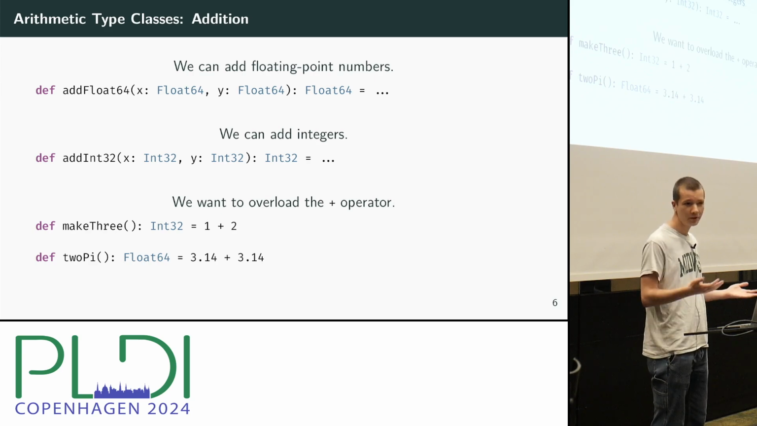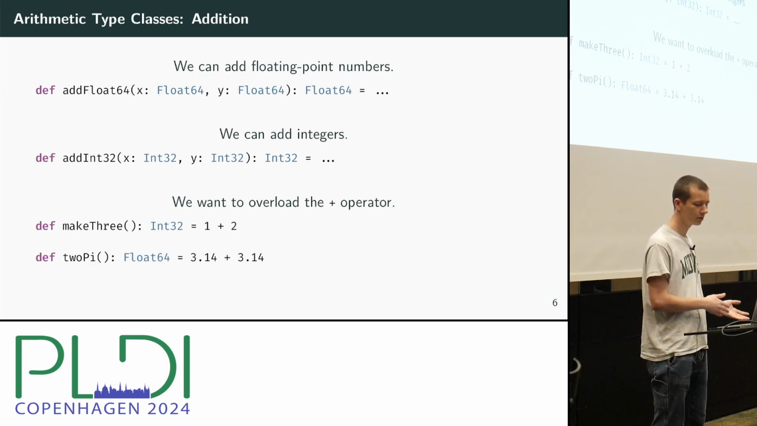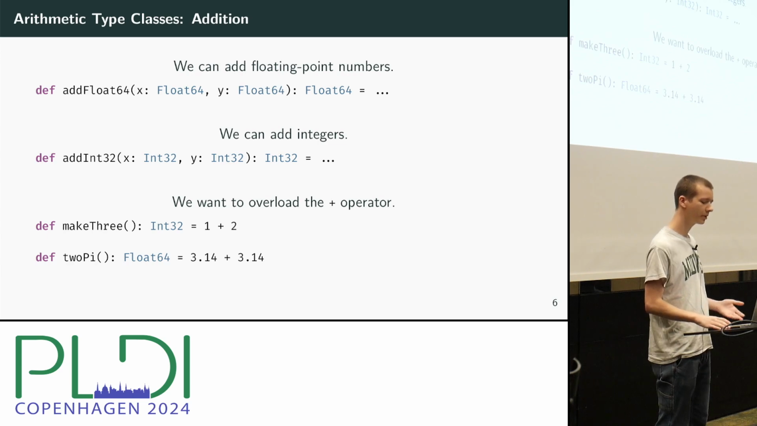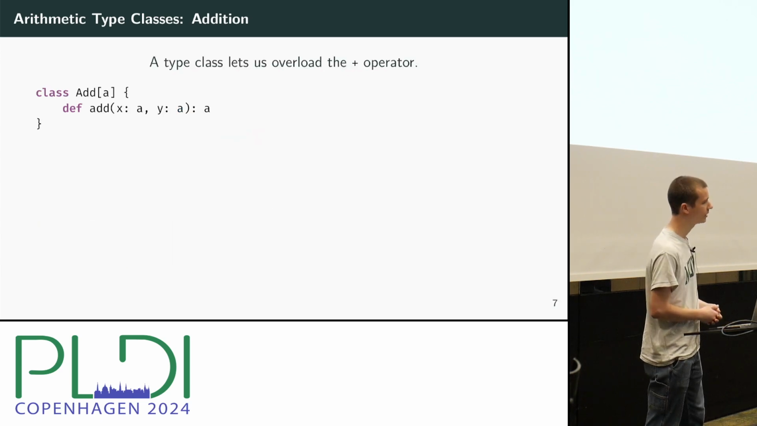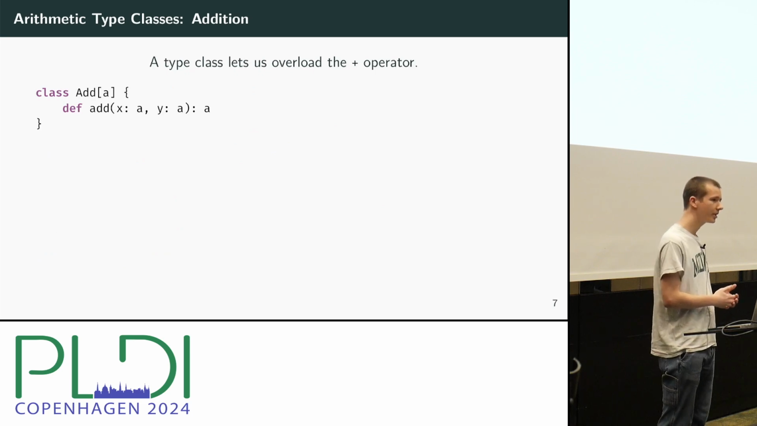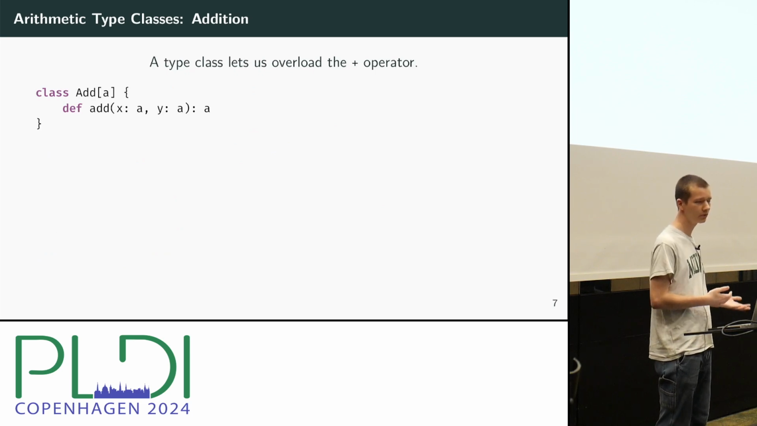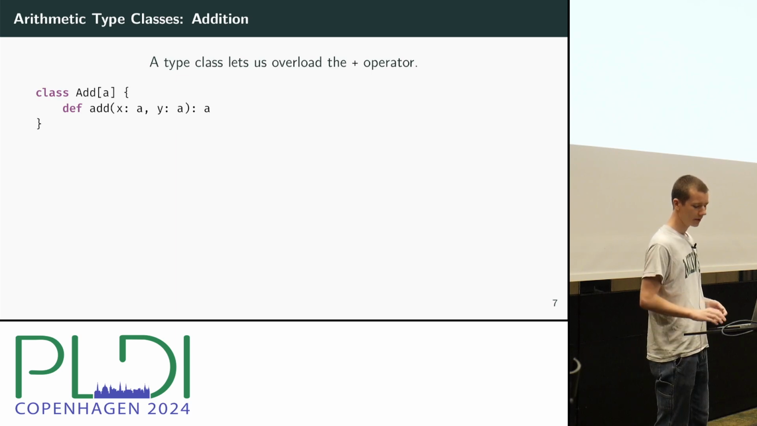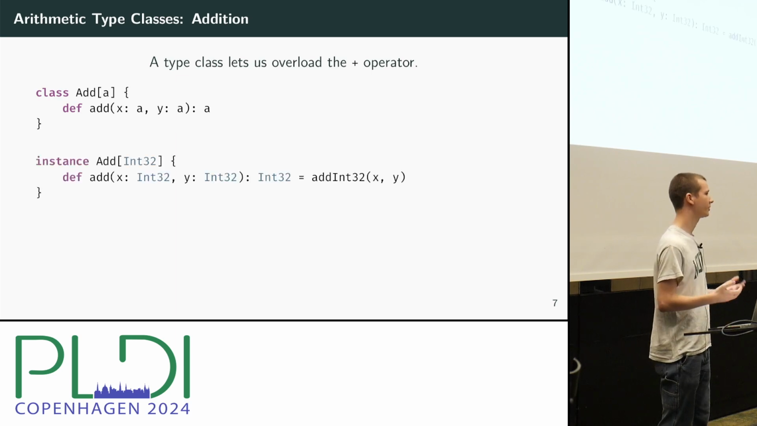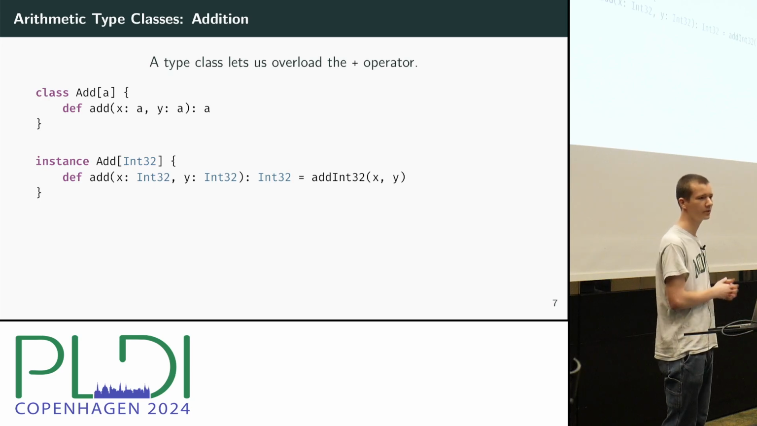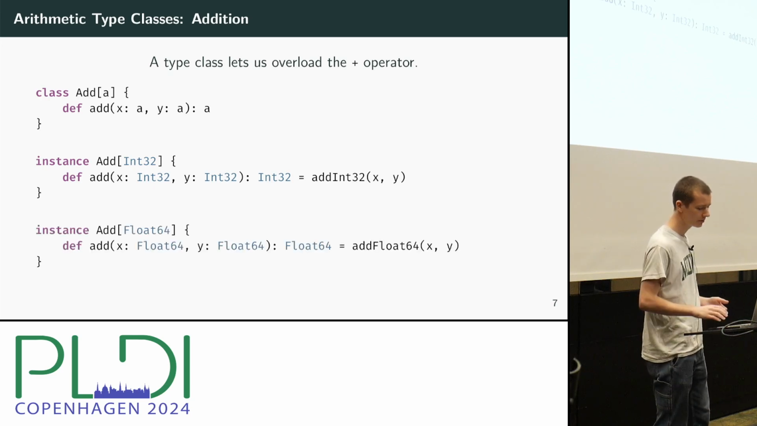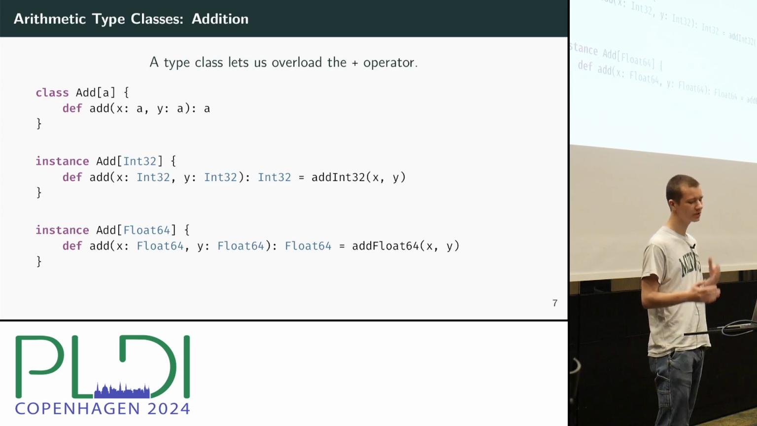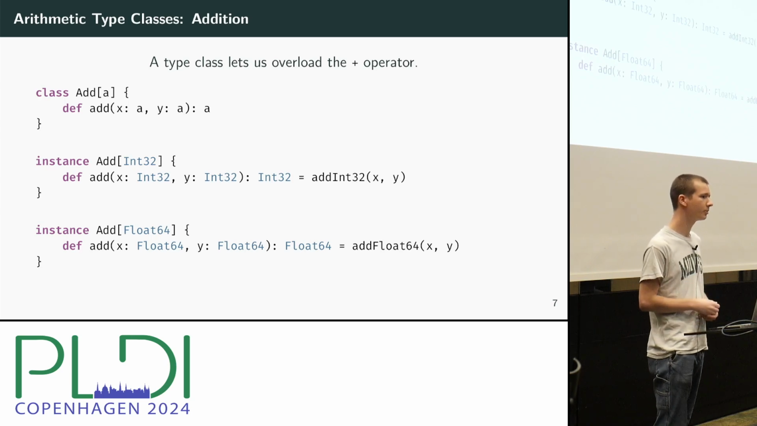And in a functional language, the typical way to overload an operator or a function is with the type class. So here we have an add type class, which lets us overload that plus operator. And then we can create an instance for each type that we want to add. So we have an instance for integers, and we have an instance for floating point numbers. And each of these delegates to that specific implementation that we had before.